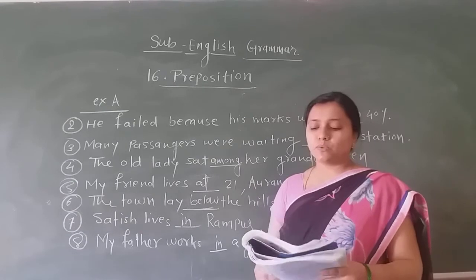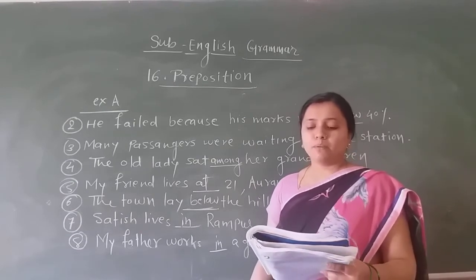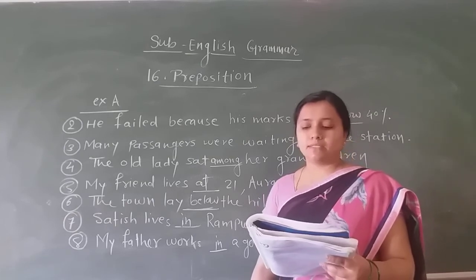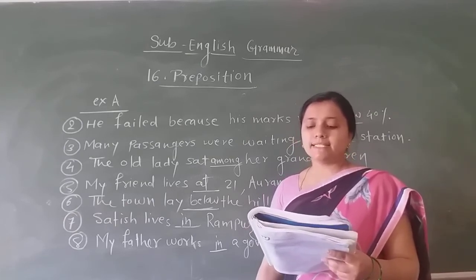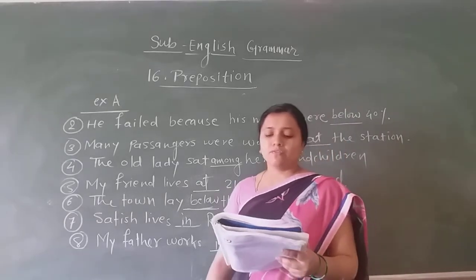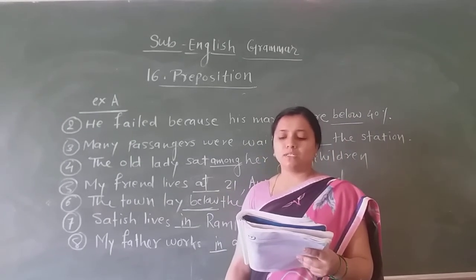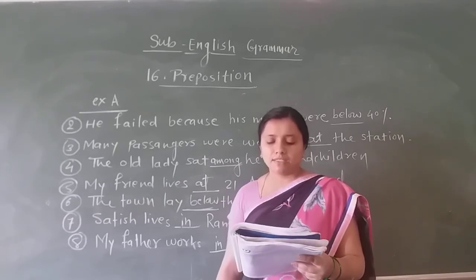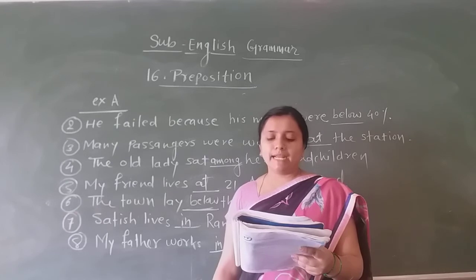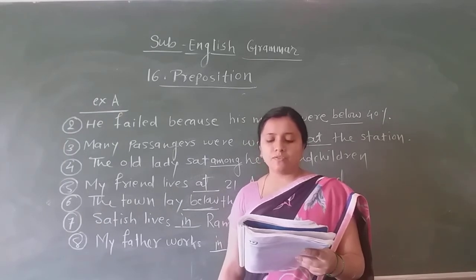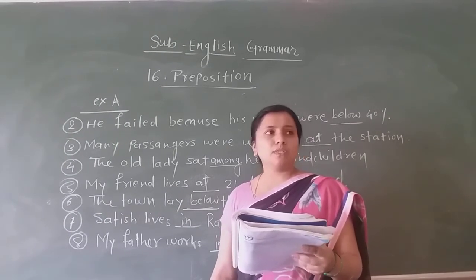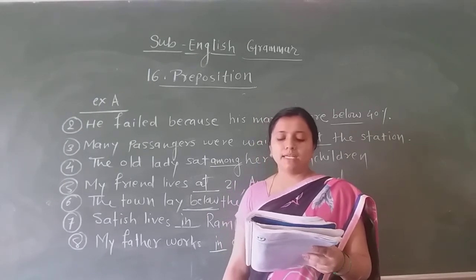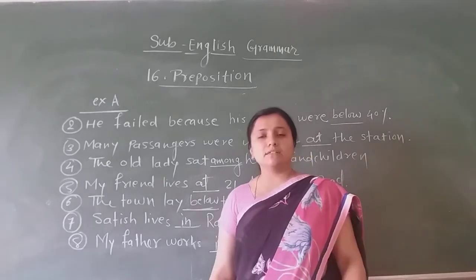So I repeat the sentences once again. Second one, he failed because his marks were below 40. Third, many passengers were waiting at the station. Fourth, the old lady sat among her grandchildren. Fifth, my friend lives at 21 Aurangzeb Road. Sixth, the town lay below the hills. Seventh, Satish lives in Rampur. Eighth, my father works in a government office. Ninth, the temperature rose above 41 degrees Celsius. And the tenth one, the boy rested his cycle against a tree.